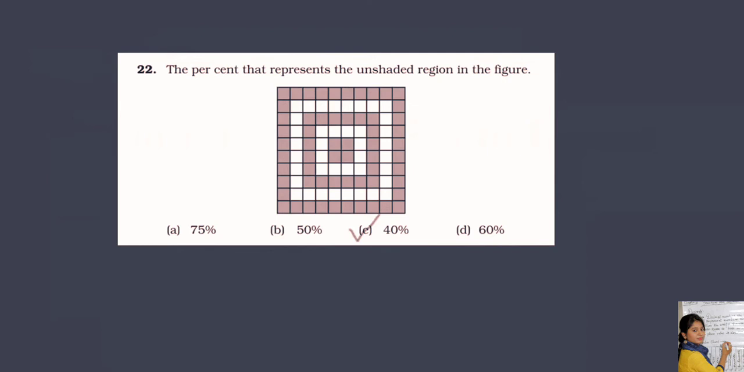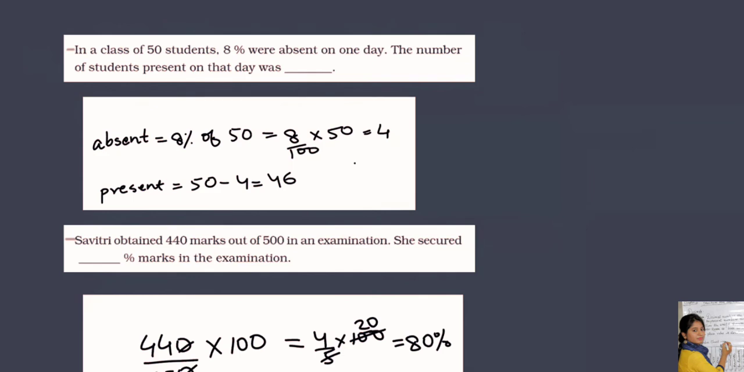Now it is given: find the percent that represents the unshaded region in the figure. So for this you need to stop the video and just count the total blocks. If you count it, total blocks are 100. Now this white unshaded part is 12 and this unshaded part is 28. So the total unshaded parts we have is 12 plus 28, that will give you 40, and 40 upon 100 is equal to 40%. So the answer is 40%.